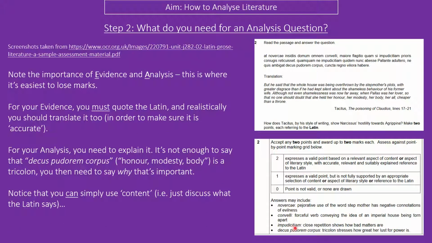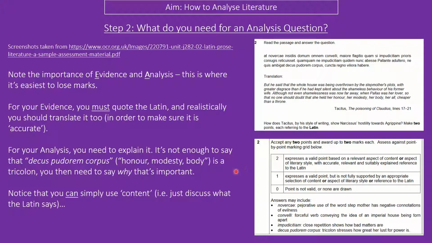So here's the mark scheme for this particular section. Notice the importance of the evidence and the analysis. You must give a Latin quote. This is the accurate, relevant, and suitably explained reference to the Latin. It means give a quote and translate it. If you translate it accurately, it is an accurate quote. Well done, you get a mark. That's all there is to say about it. If you don't, you're probably not going to.